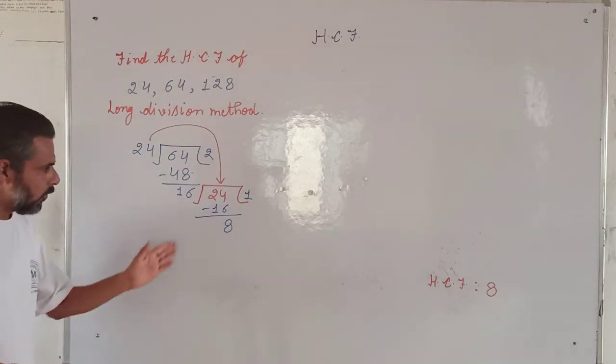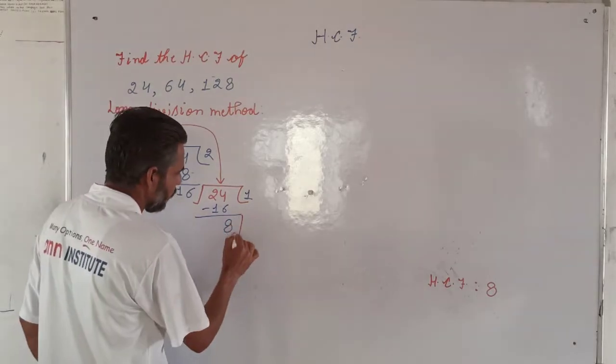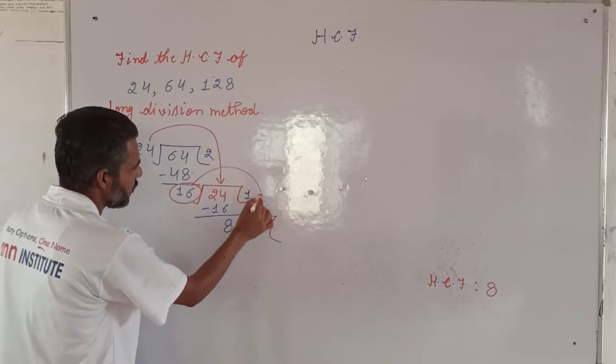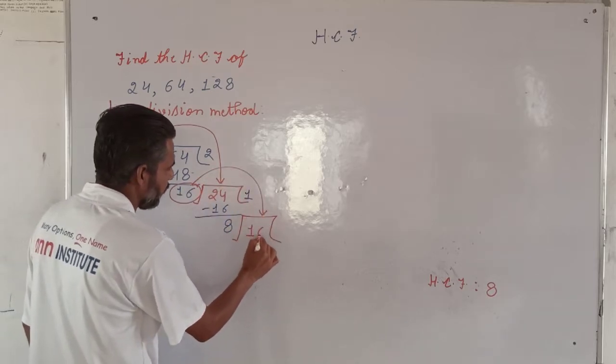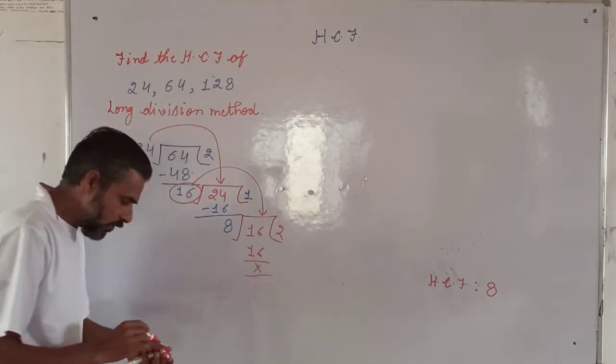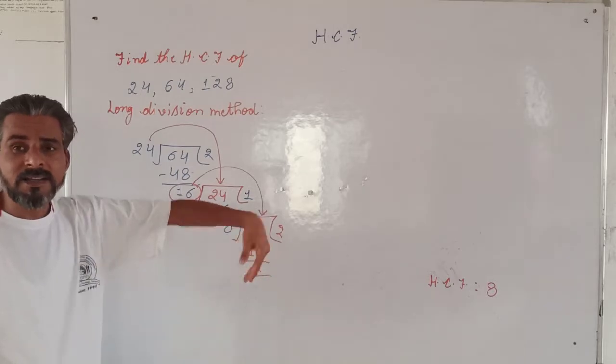Yes or no? Now the 8 is remaining. Now we are supposed to follow the same rule. What was the divisor previously? 16. Now 16 will come here. 8 to the 16. Now we got the remainder 0. Now by which divisor did we get it?